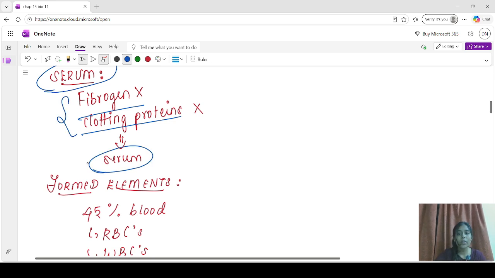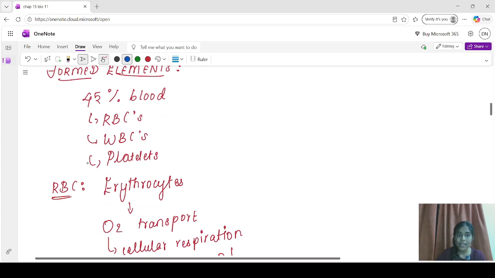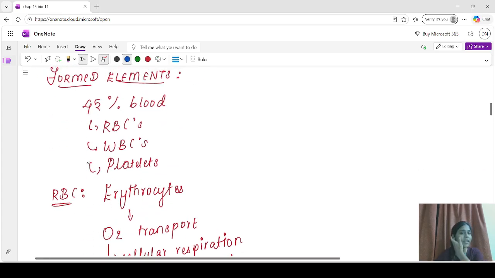Okay. Now we will be seeing about the formed elements. This is also the most important topic of the lesson. And there are 45% of formed elements in the blood. What are all those? RBCs, WBCs, and platelets. Each will perform its specialized function.